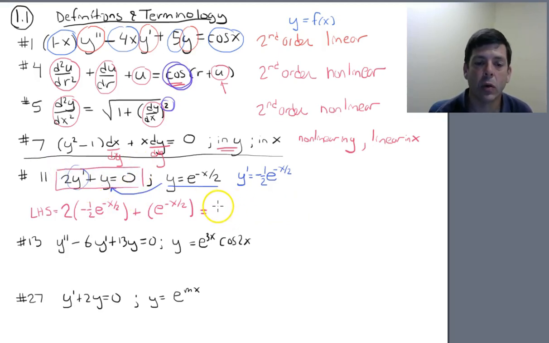Okay. So simplifying that out, we get minus e to the minus x over 2 plus an e to the minus x over 2. They wipe each other out and we're left with 0, so that does in fact check out.